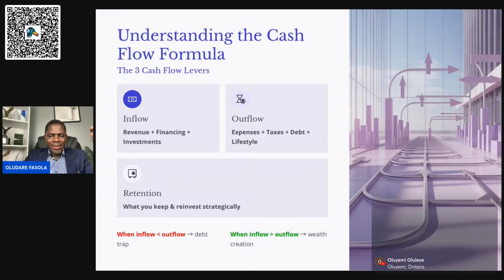What you keep and invest strategically is retention. So what it means is that at the end of the day, you should be able to retain some amount. What you keep and invest strategically is what you call retention. So this is the cash flow formula.